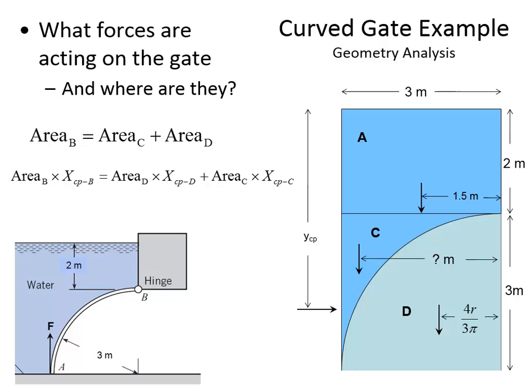All right, so this is the process that we went through: we recognized the area B, which was this entire rectangle, was made up of components. And so we found the area of C by subtracting the area D from area B, and likewise found the center of pressure for C with an area weighted average.